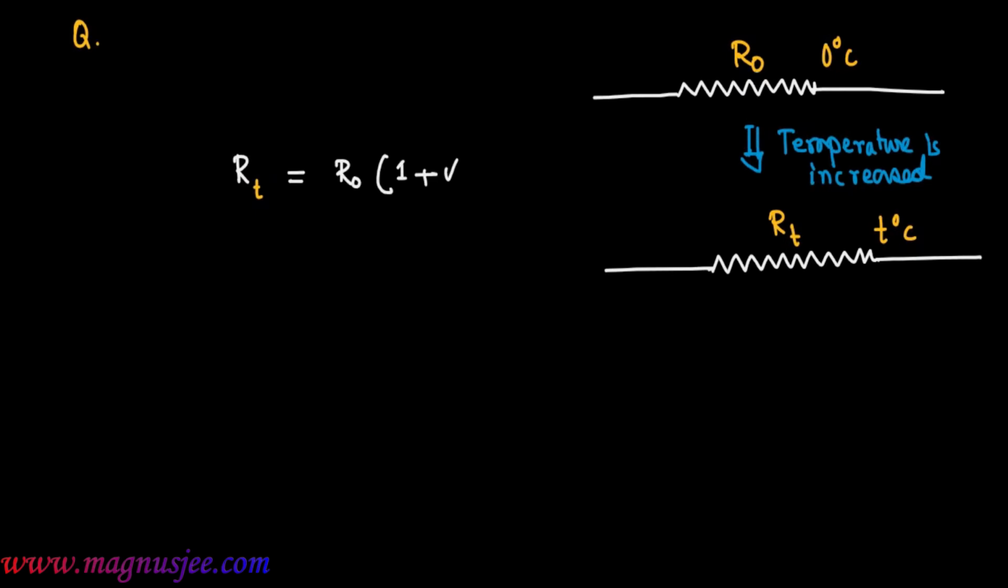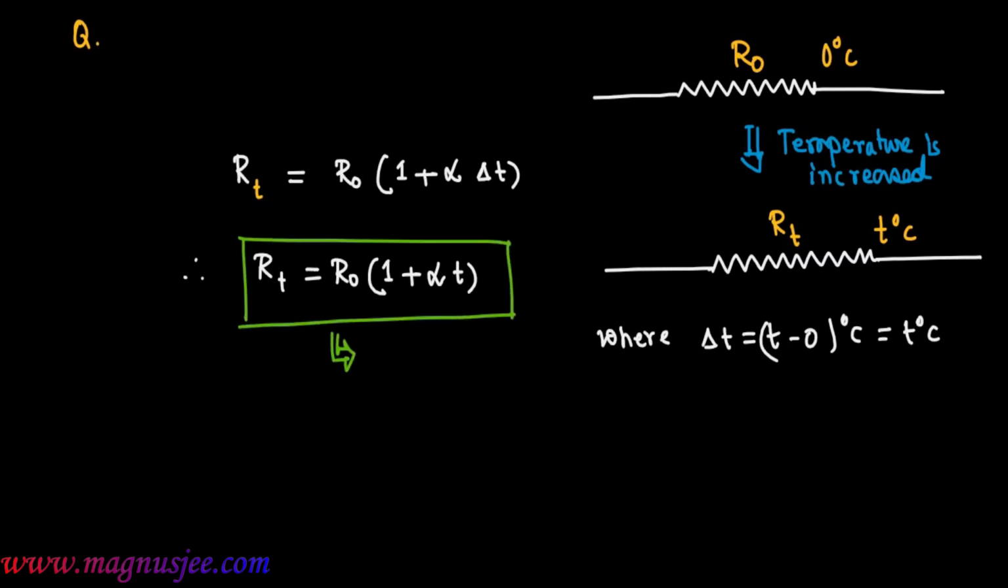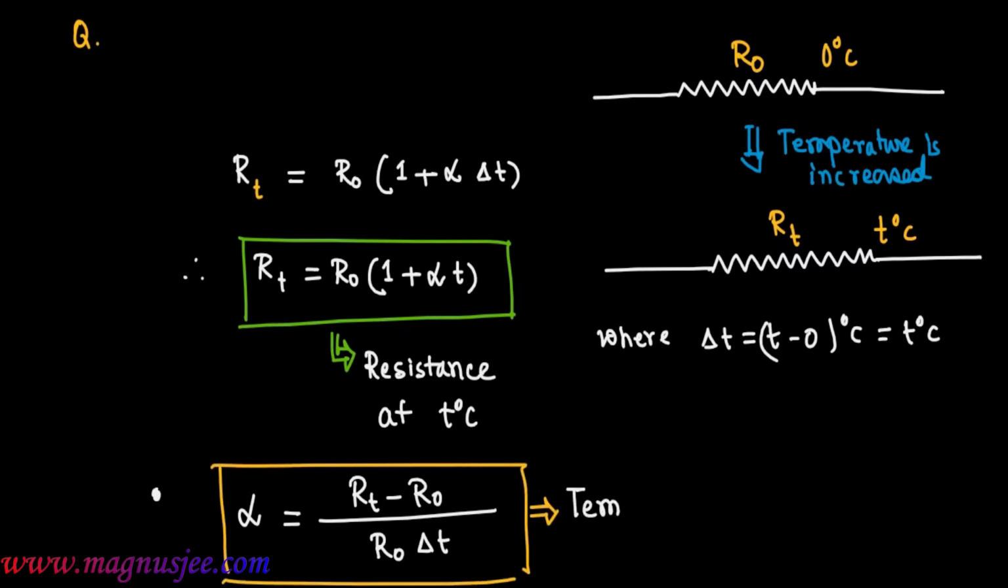Now, resistance of the conductor at T degree C, RT, can be written as R0 (1 plus alpha delta T), where delta T is T minus 0 degree C, which is equal to T degree C, the change in temperature. Therefore, RT is equal to R0 (1 plus alpha T), which is the resistance of the conductor at the final temperature T degree C, where alpha is equal to (RT minus R0) divided by R0 into delta T, which is the temperature coefficient.